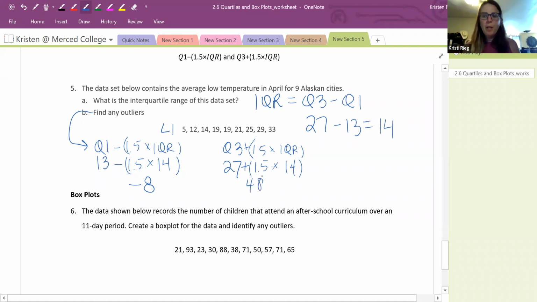Those are not the outliers. Those are our fences. And so what we're saying on this list here, are there any numbers smaller than -8? No, 5 is the smallest number. Are there any numbers bigger than 48? No, 33 is the biggest number. So the answer is no outliers.